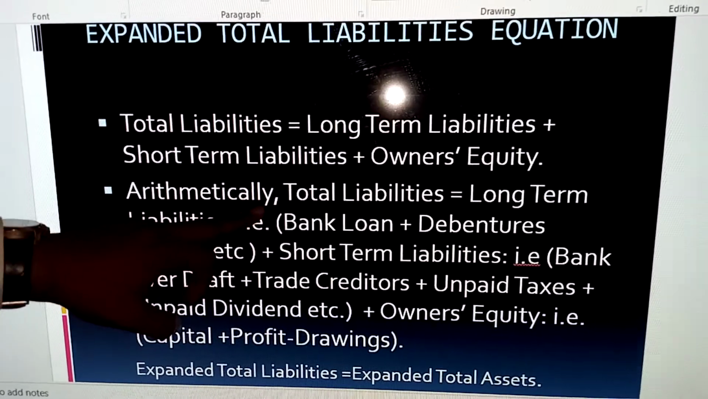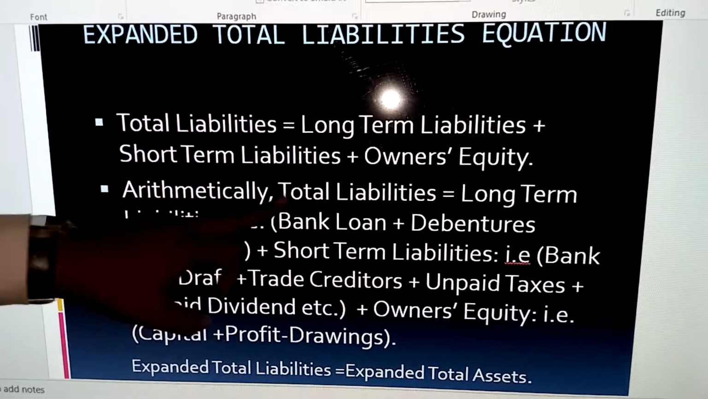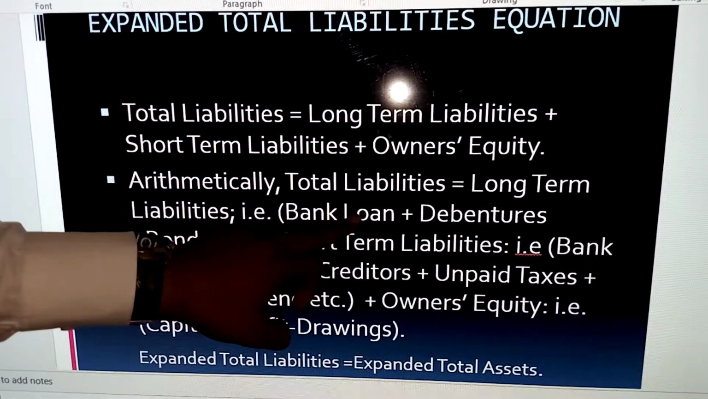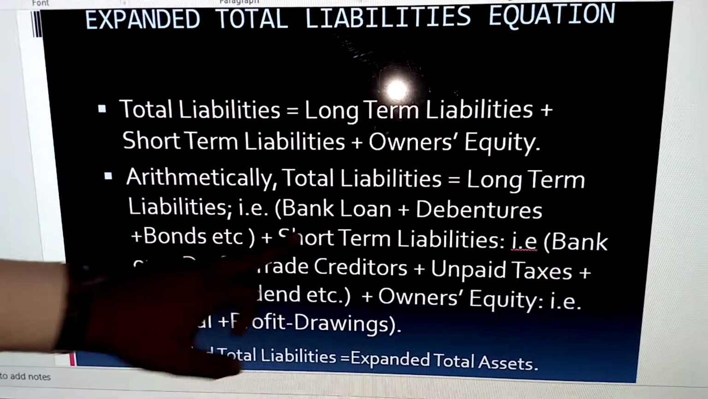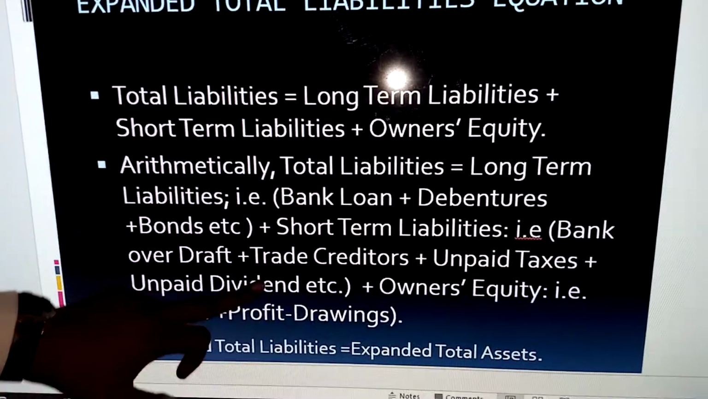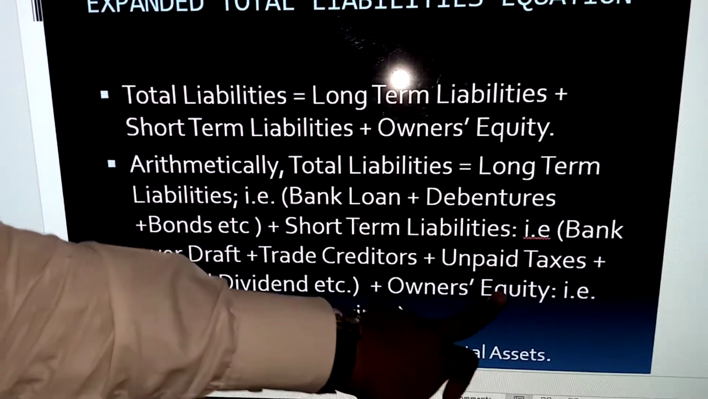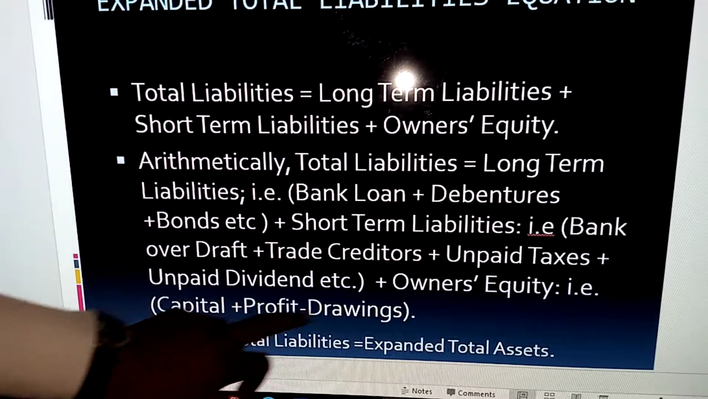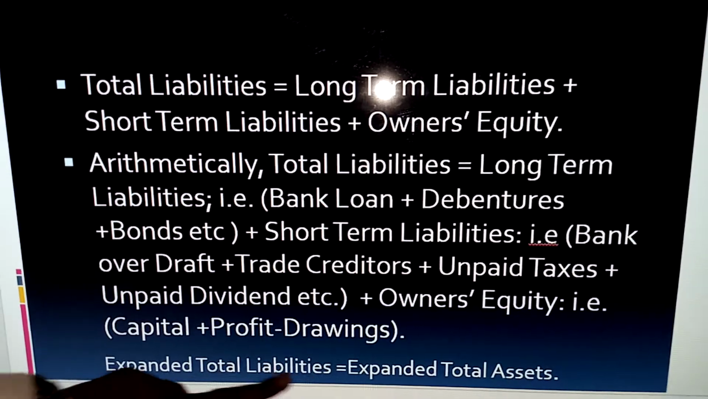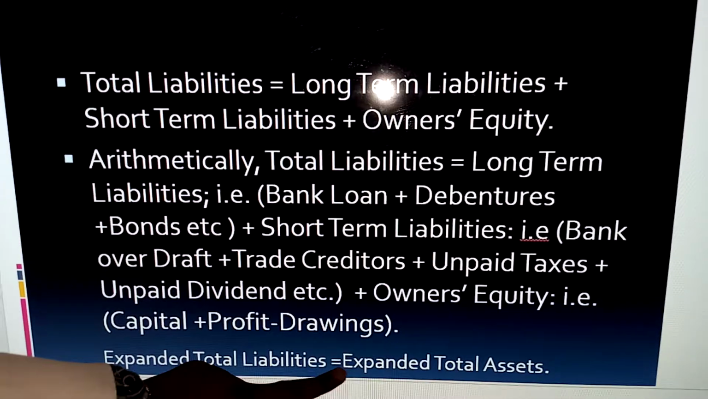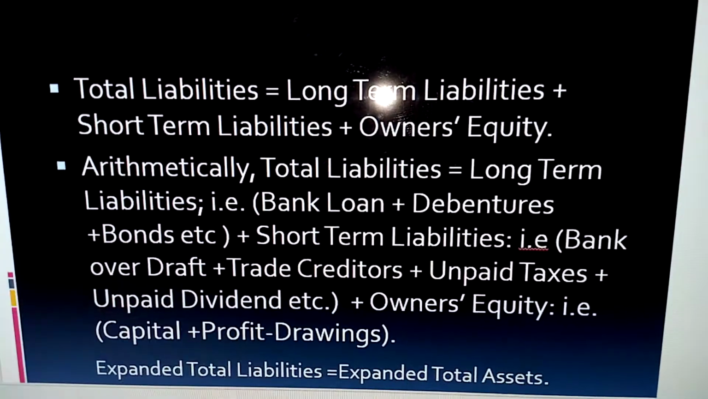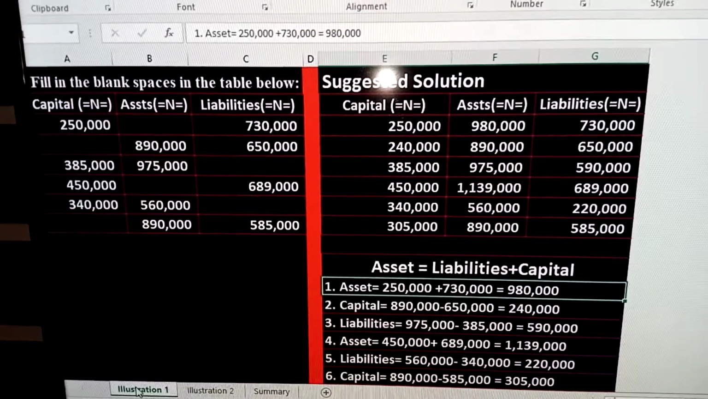what? An accounting equation for what? Total liabilities. So total liabilities will be equal to what? Long-term liabilities, which has been expanded to what? Bank loan plus debentures plus bonds, plus short-term liability also expanded to what? Bank overdraft, trade creditors, unpaid taxes, unpaid dividends, and so on. Then plus owner's equity expanded to what? Capital plus profit minus what? Drawings. So we can say that expanded total liabilities at every point in time must be equal to what? Expanded total what? Assets.